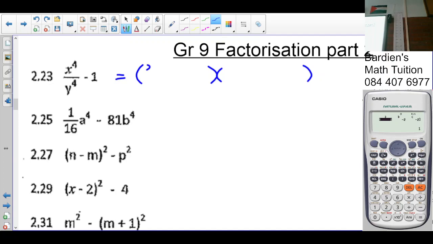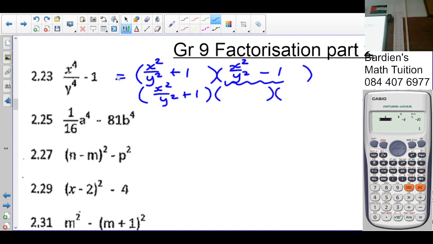So that's going to give you x squared over y squared plus 1, x squared over y squared minus 1. That's so? Yes. Now what? That can go further. So it's x squared over y squared plus 1, and x over y plus 1, x over y minus 1. You guys understand? Yes, sir. Okay, so carry on.